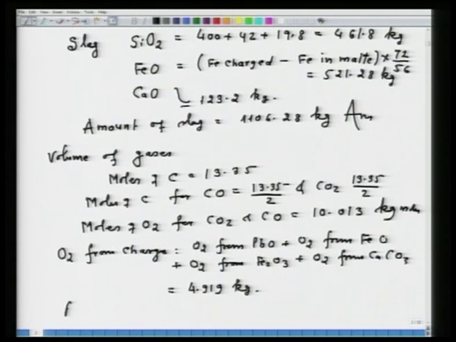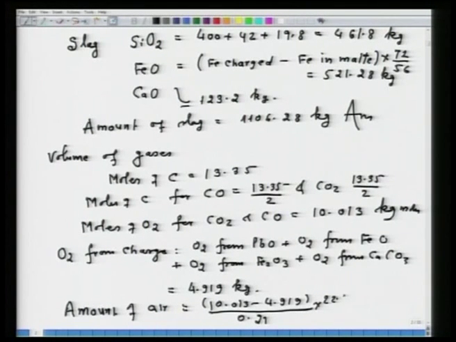So, oxygen derived from the blast will be 10.013 - 4.919. So the amount of air will be equal to (10.013 - 4.919) divided by 0.21 into 22.4. So, the amount of blast that will be required will be 543.66 m³ at 1 atmosphere and 273 Kelvin. So, these are some steps for solving problem number 2.